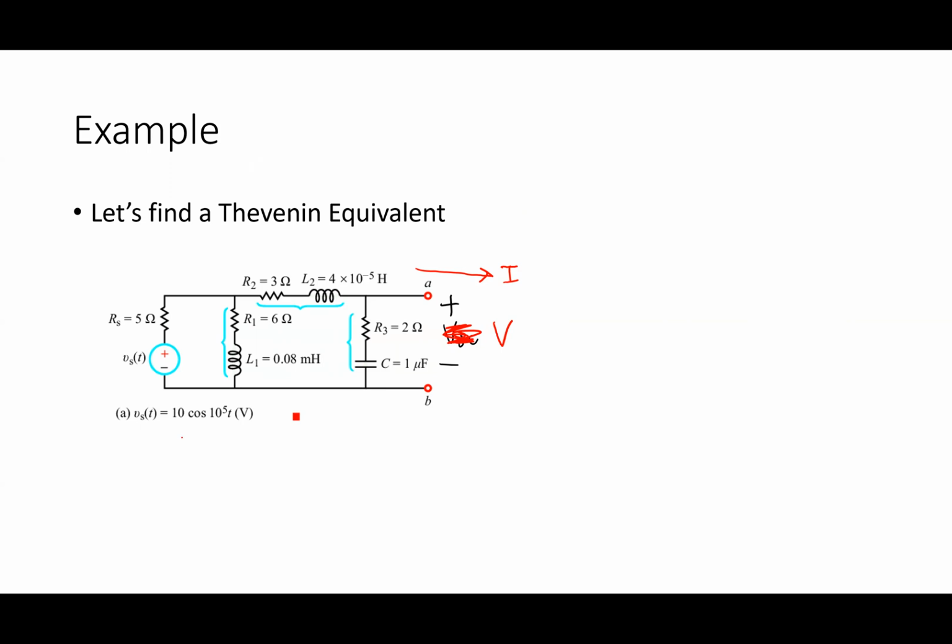So basically, I'm looking at this. It's got omega equals 10 to the 5th radians per second. So I would say I have a phasor Vs, which would be what in this case? What's the phasor for 10 cosine 10 to the 5th t? Just 10. So 10 angle 0 is what we would say.